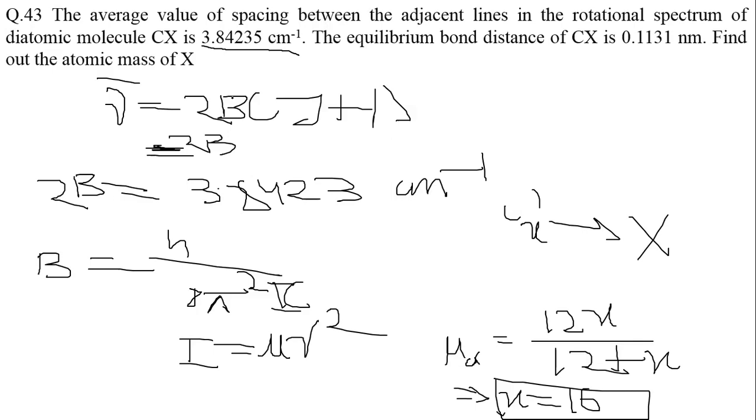Suppose X is the mass number of oxygen, then in the effective mass it will be 12X divided by 12 plus X, and X will come out to be 16. That is oxygen. So the atom is oxygen and the molecule is carbon monoxide, that is CO.